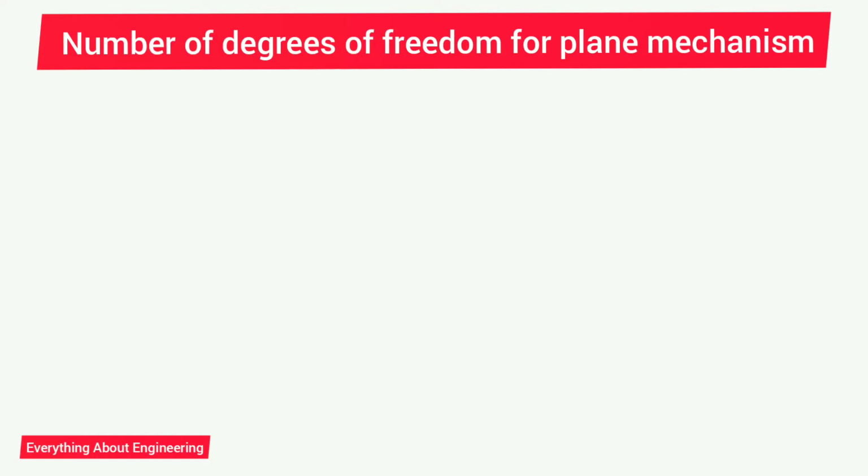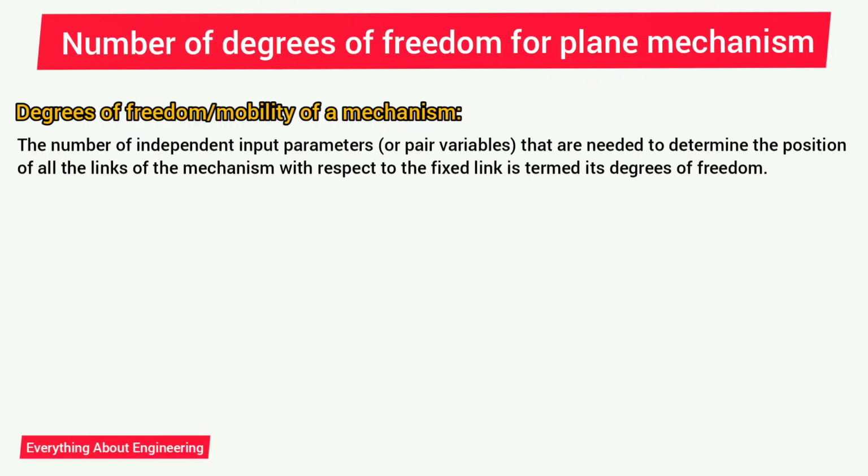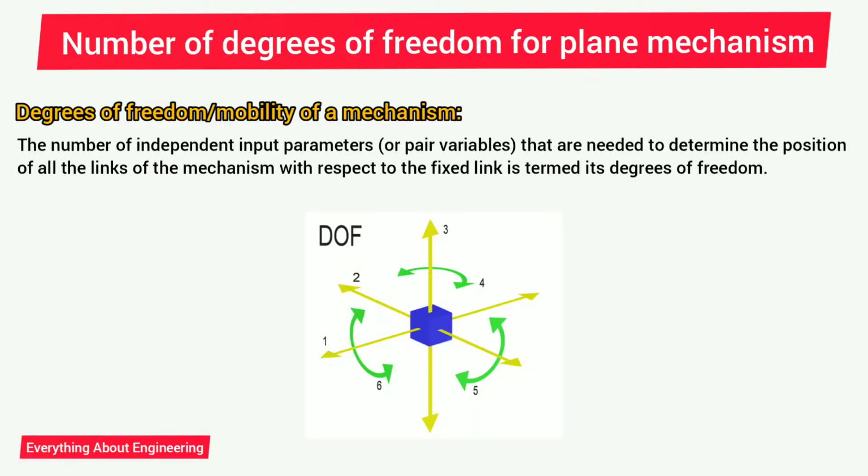Number of degrees of freedom for plane mechanism. Degrees of freedom/mobility of a mechanism. The number of independent input parameters, or pair variables, that are needed to determine the position of all the links of the mechanism with respect to the fixed link is termed its degrees of freedom.